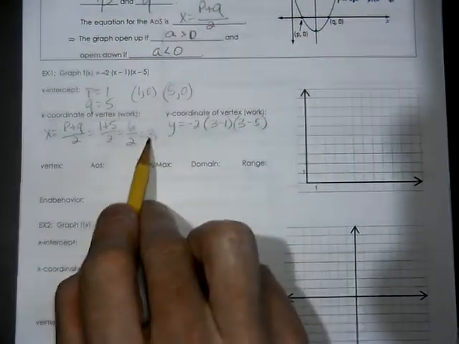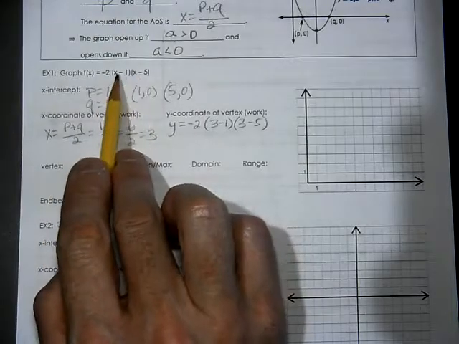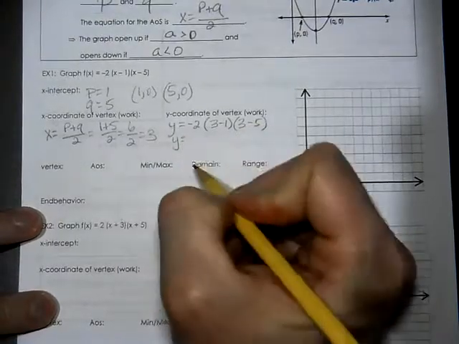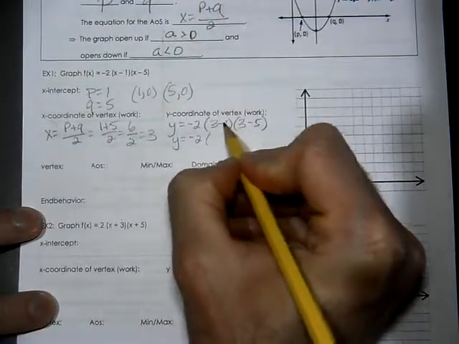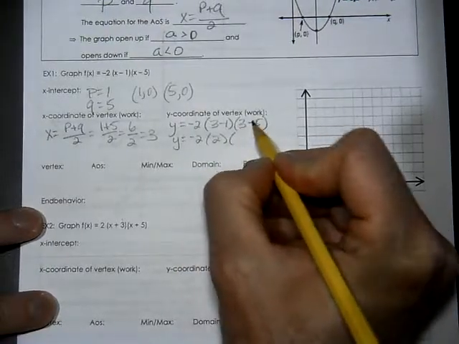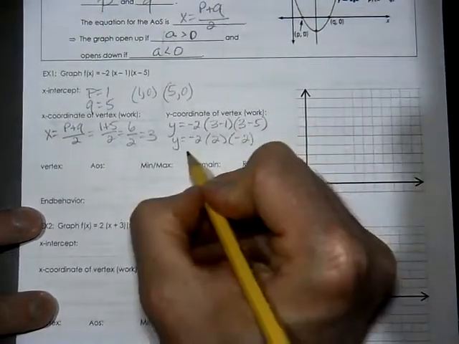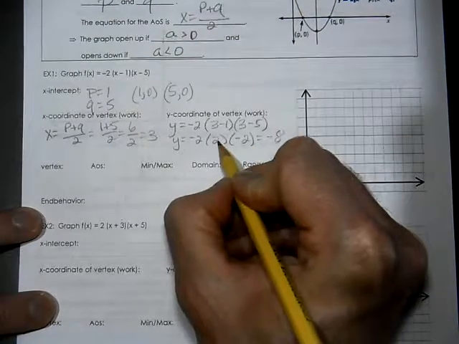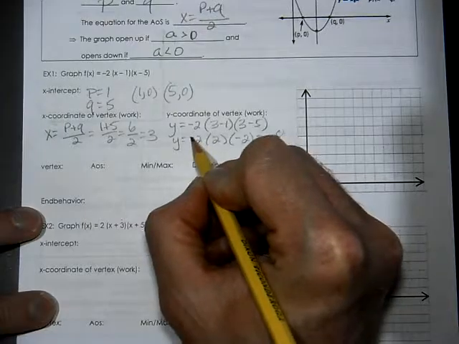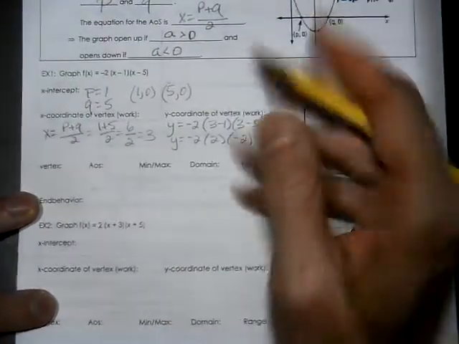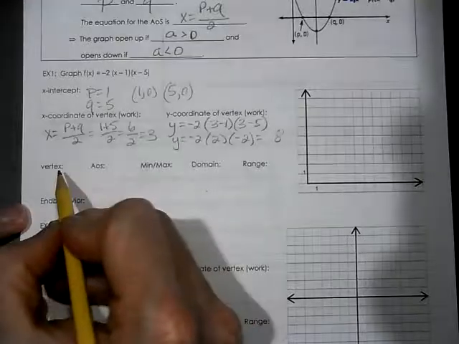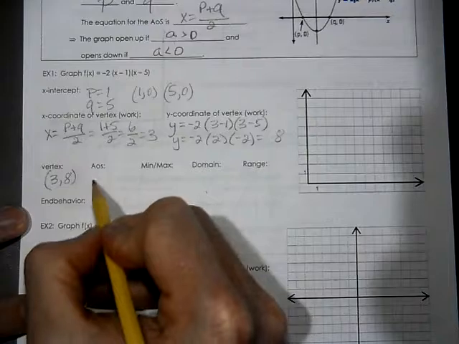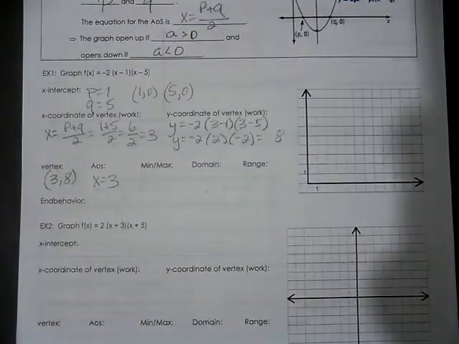We plug the x value into the original equation for the x variable. We're going to calculate what the y needs to be. 3 minus 1 is 2. 3 minus 5 is negative 2. 2 times 2 is 4, times 2 is 8. 2 negatives actually makes that a positive 8. So our vertex is (3, 8). Axis of symmetry is x equals 3.